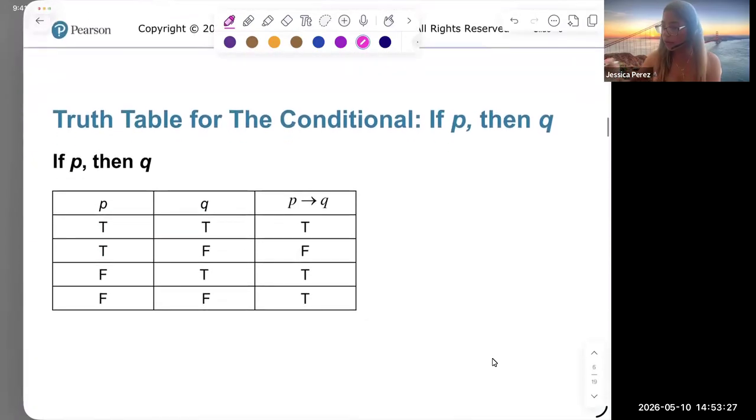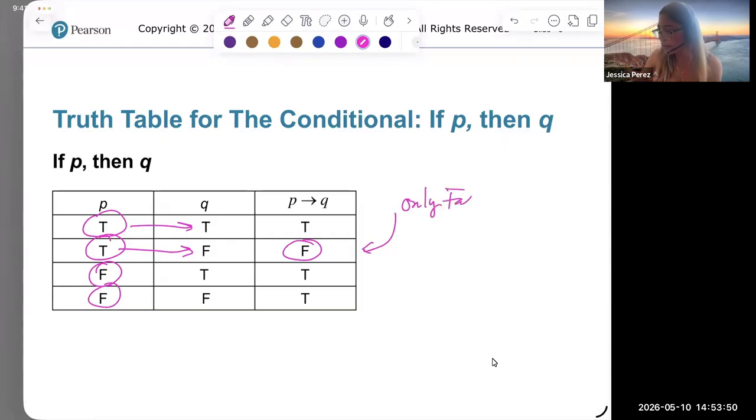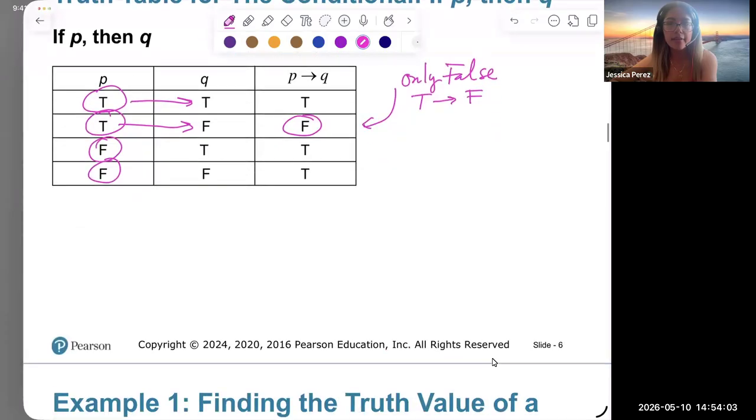We have our truth table. So our basic truth table is T, T, F, F for P. Q is T, F, T, F. And then when we're looking at the conditional, true implies true is true, true implies false is false. False implies true is true. False implies false is true. So the only false is when you have T implies F. So TF is F. Everything else is true. So make sure we have this down in our notes. The only one that will be false is T implies F.